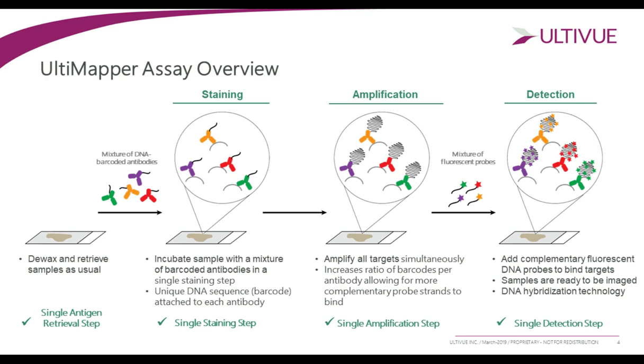Now, taking you into our assay overview of how our technology actually works, please keep in mind that this assay is extremely simple. We do a single antigen retrieval step, a single staining step, a single amplification step, and a single detection step for our standard kits that are commercially available. What we actually do is we have our primary antibodies conjugated to unique DNA barcodes. Each primary antibody has its own unique DNA signature.